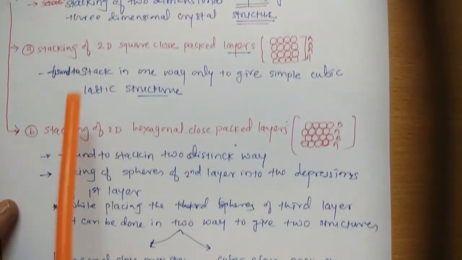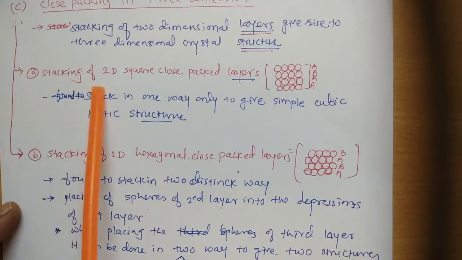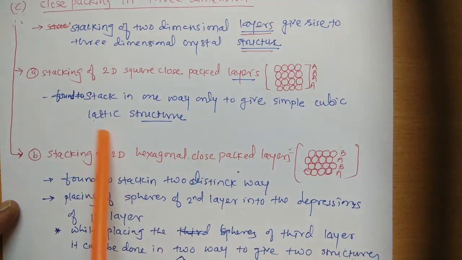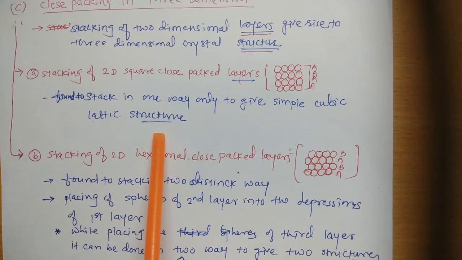Now first of all, let us see the stacking of the two-dimensional square close pack layer to give only one type, the simple cubic lattice. Okay, let us see.